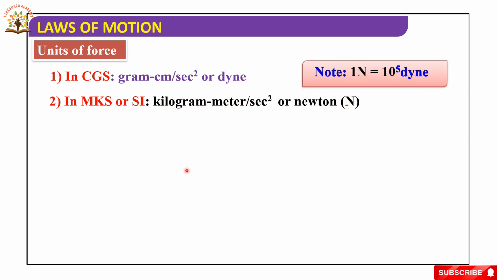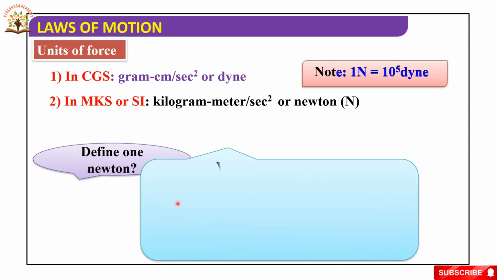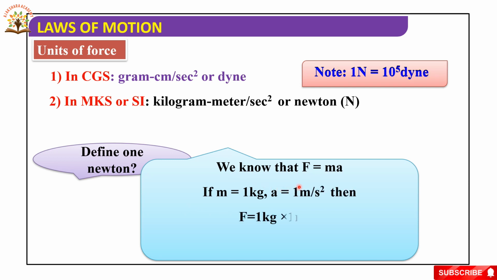Now we will define 1 Newton. We know that F equals ma. If m equals 1 kilogram and a equals 1 meter per second square, then F equals 1 kilogram into 1 meter per second square, that is 1 kilogram meter per second square, which equals 1 Newton.